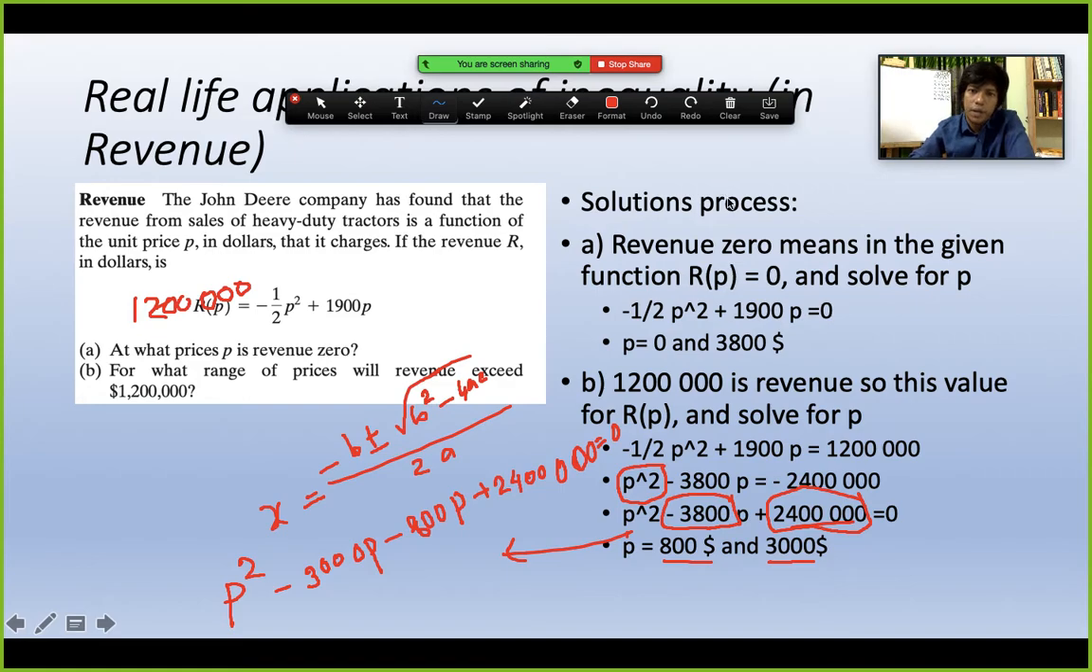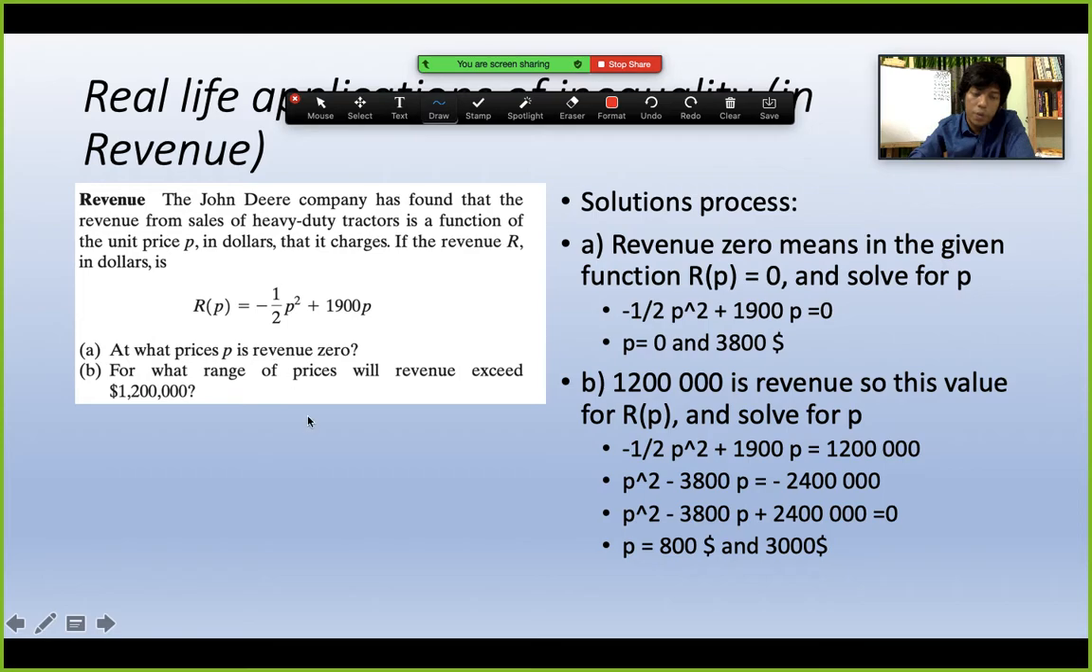What does it mean? Again, let me show you that. It means that this is an open down parabola. Suppose the graph is like this. The question is, where is it more than 1,200,000? Suppose our 1,200,000 is here. Then you draw a line, because everything above this line has a value more than this value.